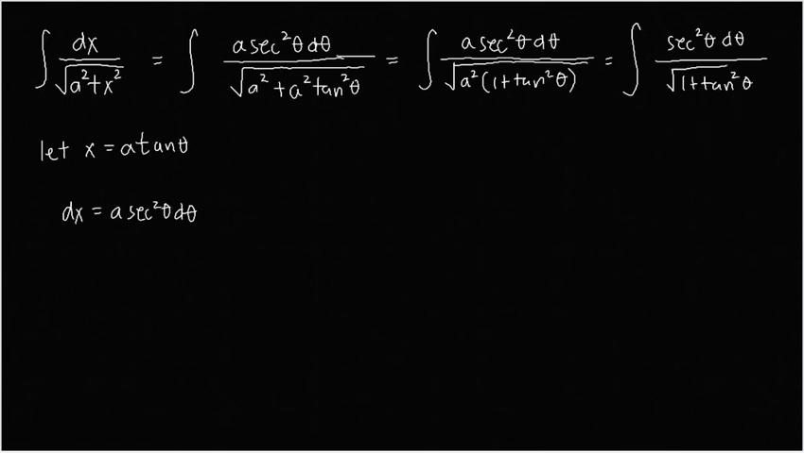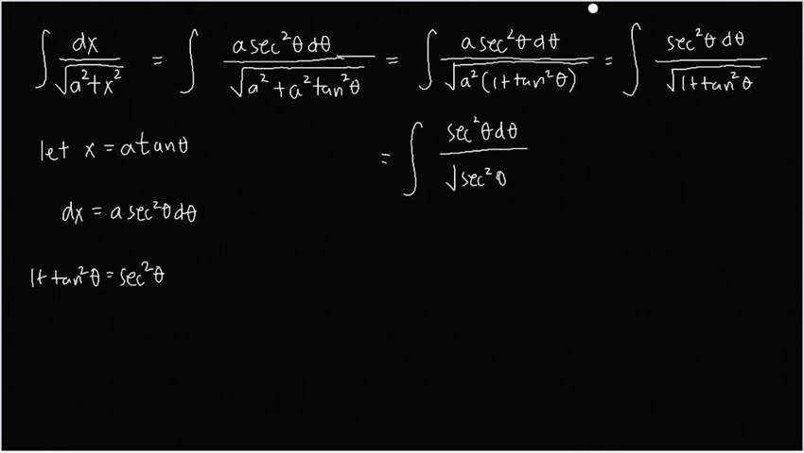And remember that 1 plus tangent squared of theta is equal to secant squared of theta. So if you substitute it here, we have the secant squared of theta d theta divided by the square root of secant squared of theta, which is obviously equal to secant of theta. So secant squared of theta divided by secant of theta is simply the integral of secant of theta d theta.